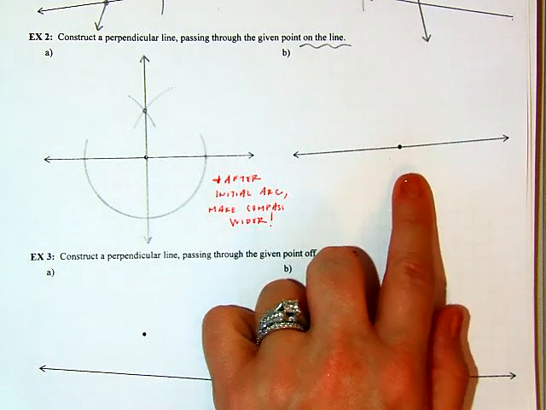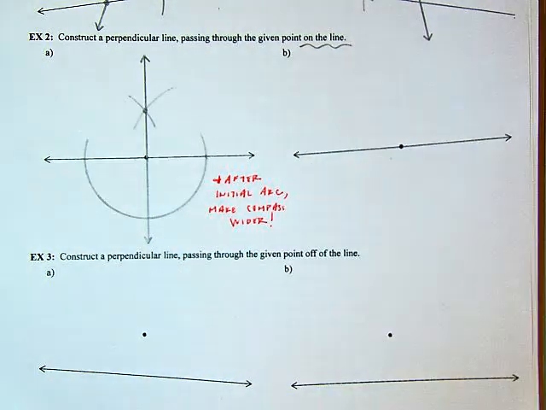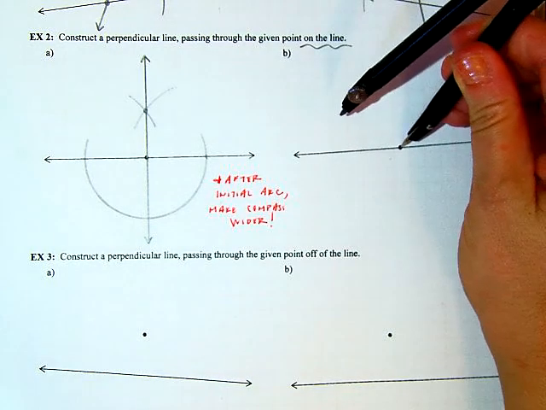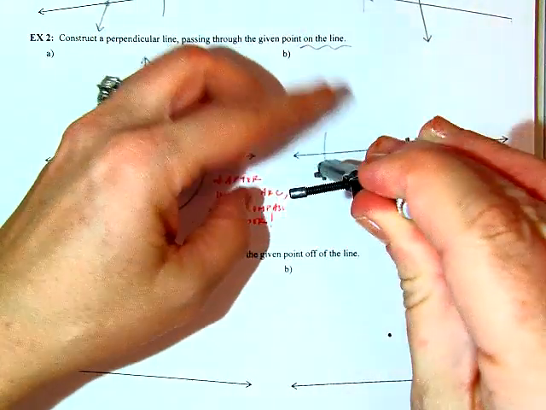All right, so next one over here. I'm going to do that same thing. I'm going to make that little U shape. It's a little bit more than a half circle. So here is my setting, like so. And I'm going to spin it around and make a U.